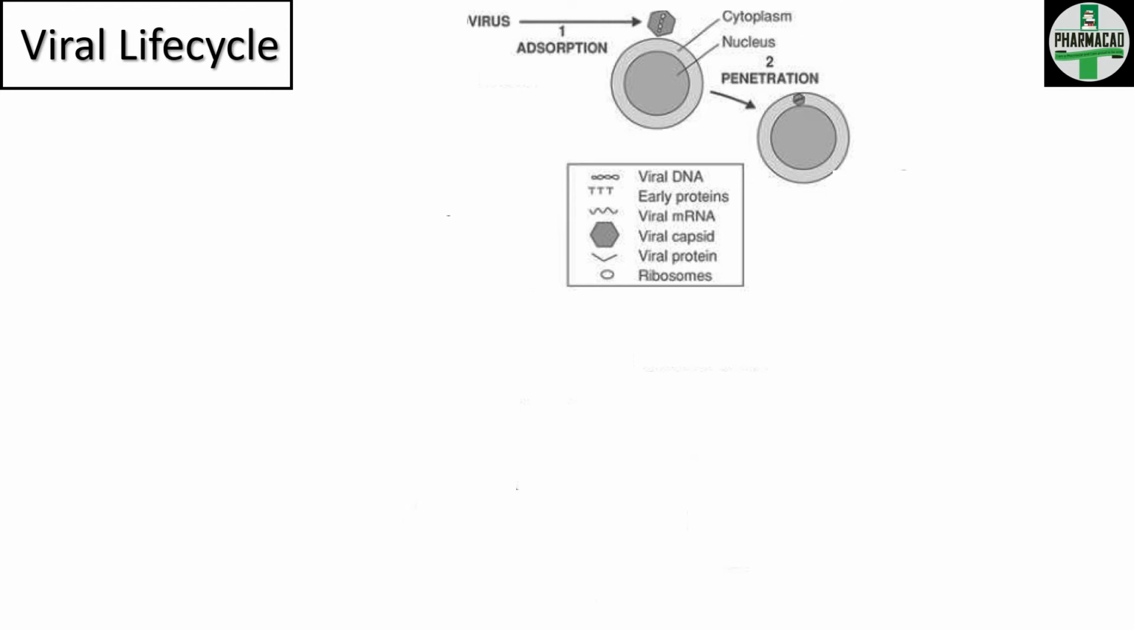After penetration, the next phase is uncoating. In this phase, the genetic material of the virus is released in the host cell. Once uncoating takes place, the virus is no longer infectious. Now this release can be in two ways. The virus can release only nucleic acid, or the whole nucleocapsid, which contains nucleic acid, that is DNA, plus DNA polymerase enzymes.